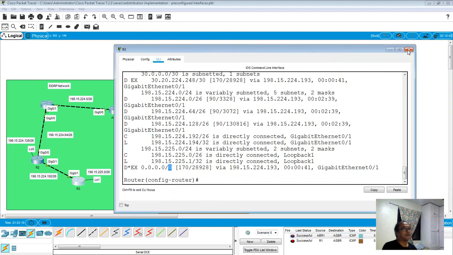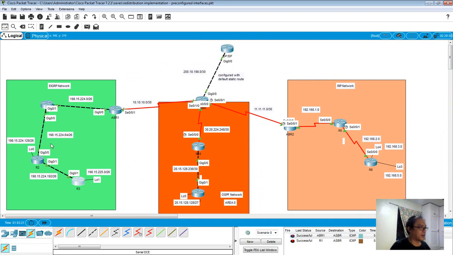Okay, so since we have pinged already, the OSPF and EIGRP, we are sure that this one can ping that one. This one can ping this one already, right? Successful. So if it can ping, scan it. Can this router ping the ISP? Yes, of course. So meaning the EIGRP network has already gained access to the OSPF and the ISP. But can it gain access to the RIP?